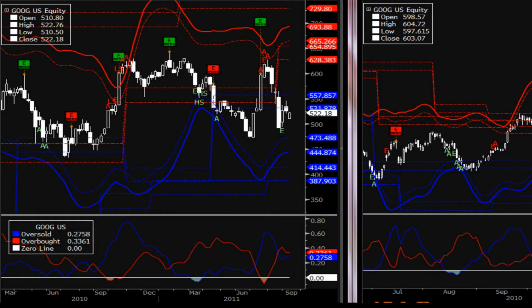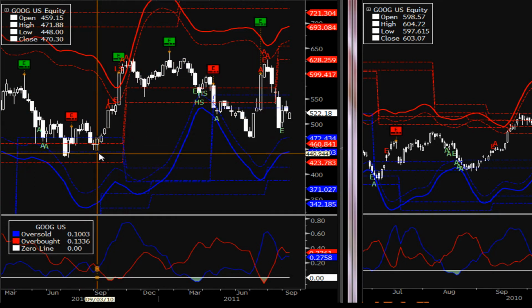Here we're going to cross the security landscape, and we're going to go to an equity, and we'll look at another type of event, which is earnings. Let's take a look at Google. The reason I picked Google is it's a very volatile stock.